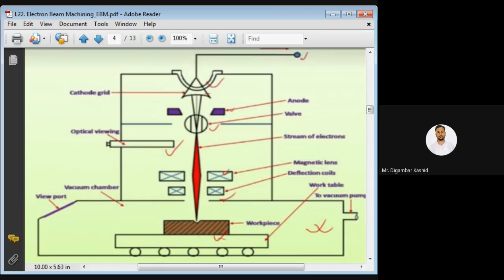Okay, so with the help of that backing material you can take out the molten or the vaporized material, the material that has been removed.